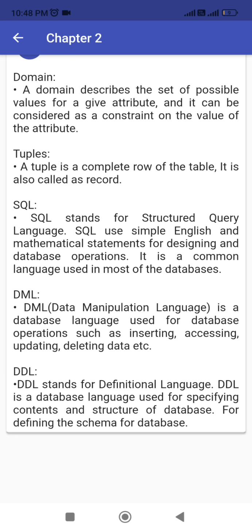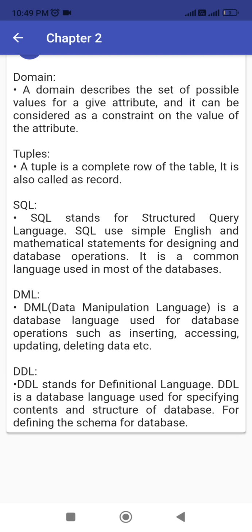Tuples. A tuple is a complete row of the table. It is also called a record. SQL. SQL stands for Structured Query Language. SQL uses simple English and mathematical statements for designing and database operations. It is a common language used in most of the databases.